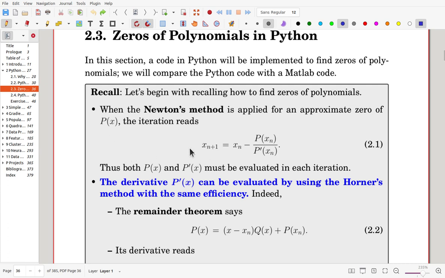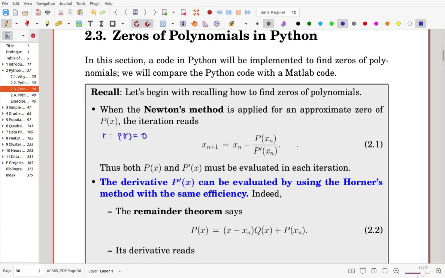The method is formulated in this way. Now, the purpose is to find some point r such that P(r) equals 0. That is a zero of the polynomial, or root of the equation. Along with an initial estimate x0, you can get the next, better, updated value by using this formula.